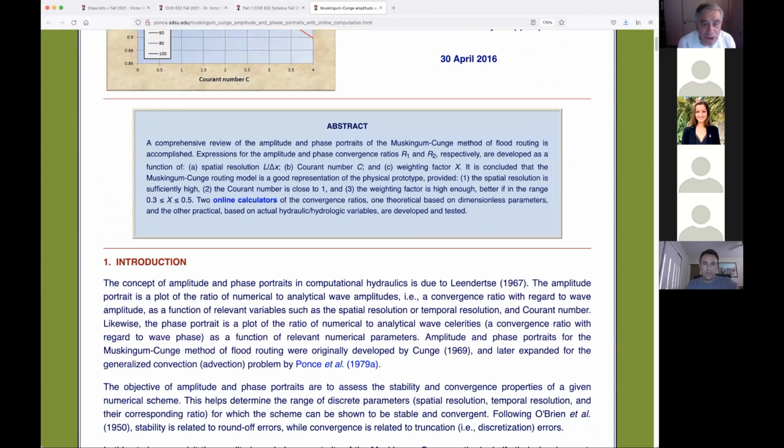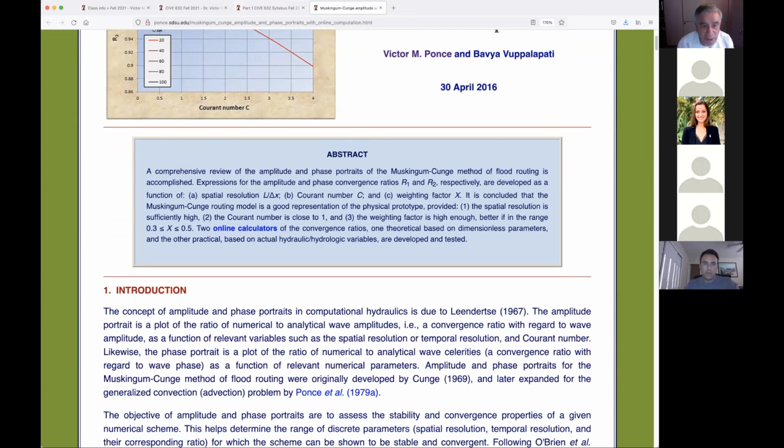So long story made short, we're going to go in here and talk about this paper. Comprehensive review of the amplitude and phase portraits of the Muskingum-Cunge, which Cunge did not complete. A flat routing is accomplished. The expression of the amplitude and phase portrait's convergence ratios R1 and R2 respectively are developed as a function of spatial resolution, Courant number, weighting factor.